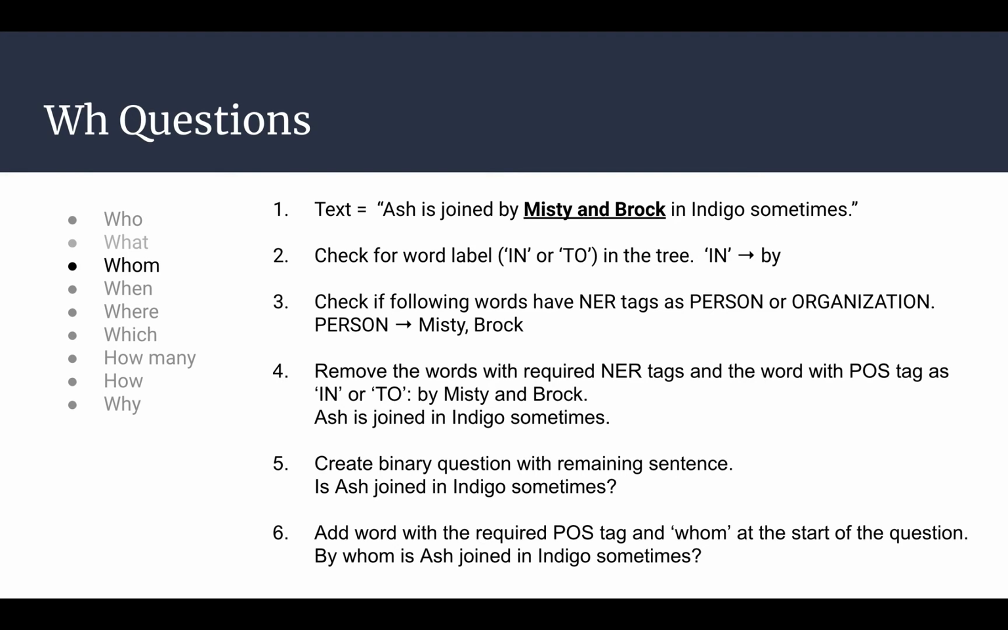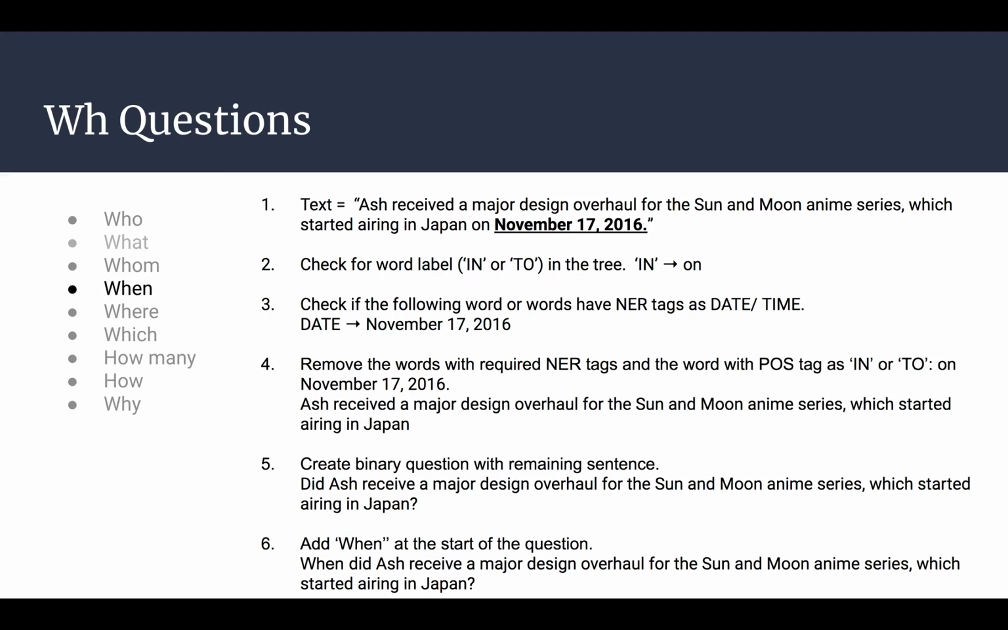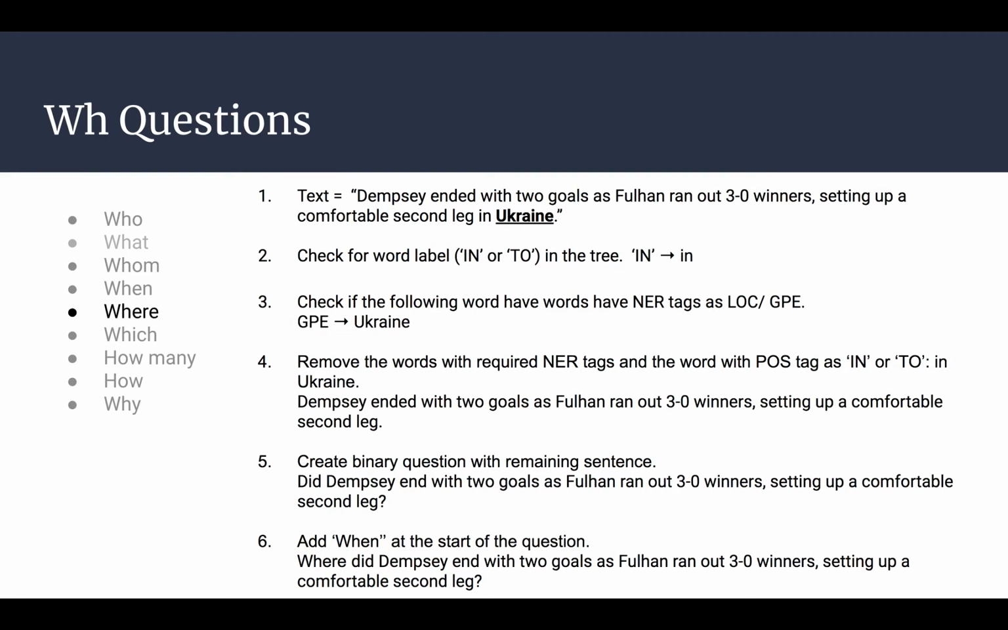In the case of when, we follow a similar structure where we look for in or to, and then check if there's an NER tag for date. We then remove words, create a binary question, and add when to the start of the question. For where, we follow the exact same approach, except we look for the NER tag's location or GPE.